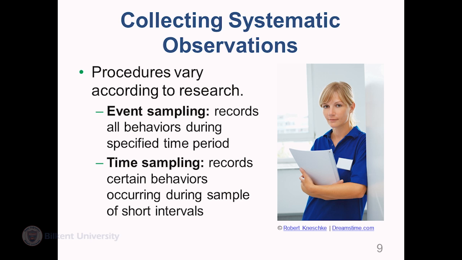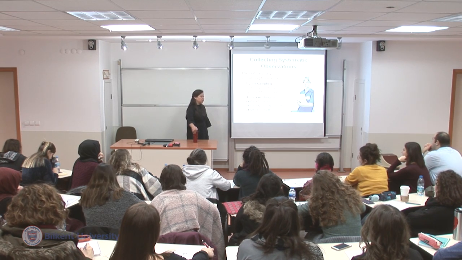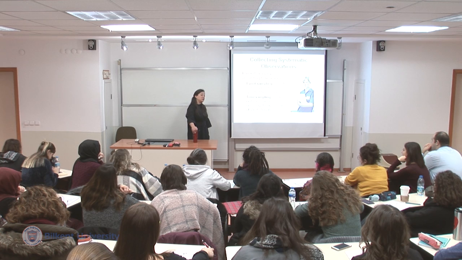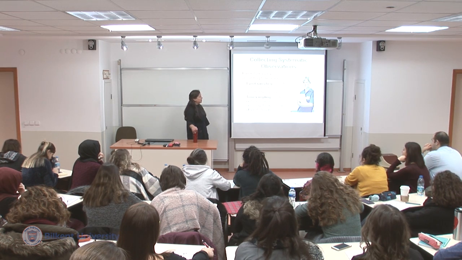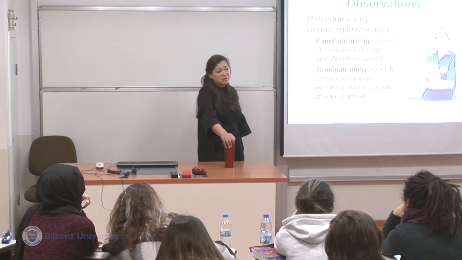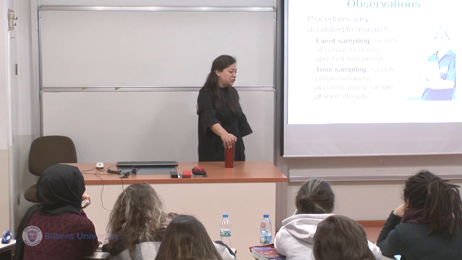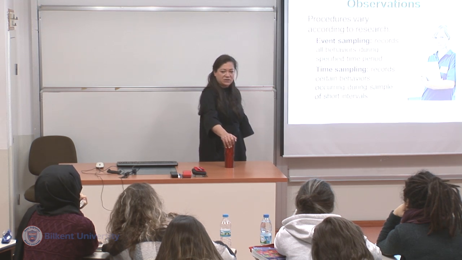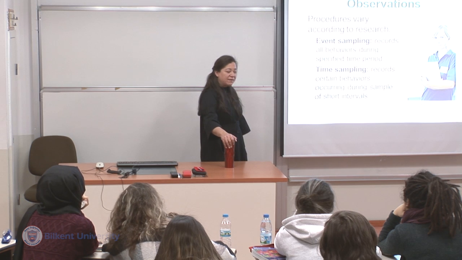One is event sampling. Event sampling is actually very easy to understand. It's recording all behaviors during a specified time period. For example, let's say I am interested in helping behavior. Do 4-year-olds help one another? Are there differences between 4-year-olds who help a lot versus 4-year-olds who help little? If I'm doing an event sampling, and let's imagine I'm in a naturalistic setting, so where might I be? Probably I'm in the classroom, because I want the child to be with friends so that the child is motivated to help, right? And so I have a coding scheme.